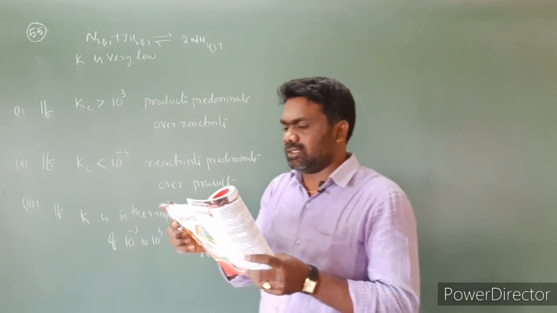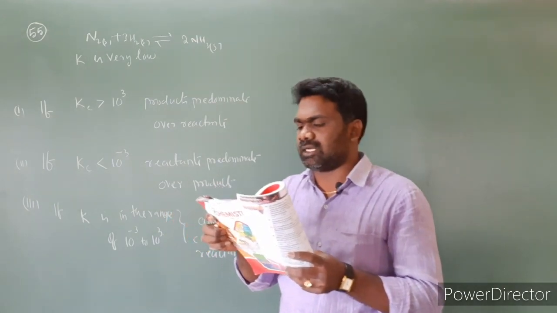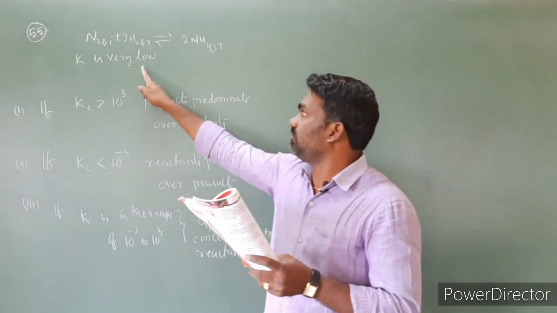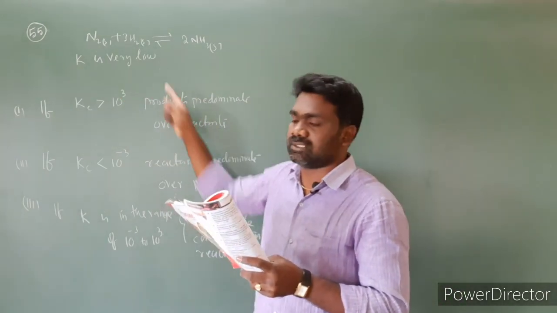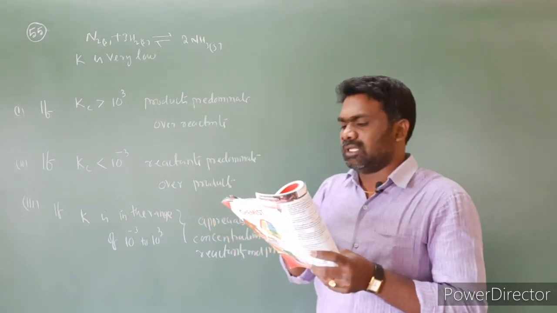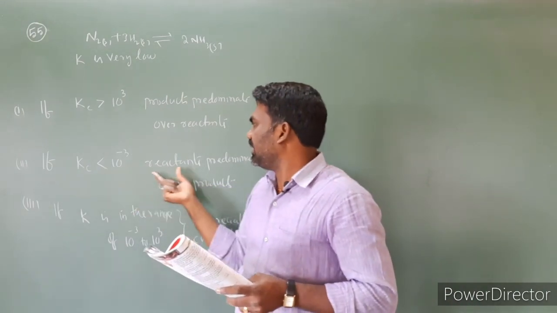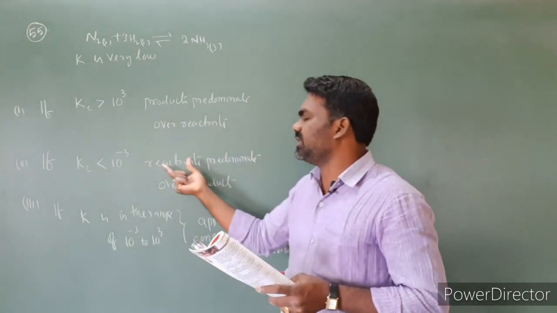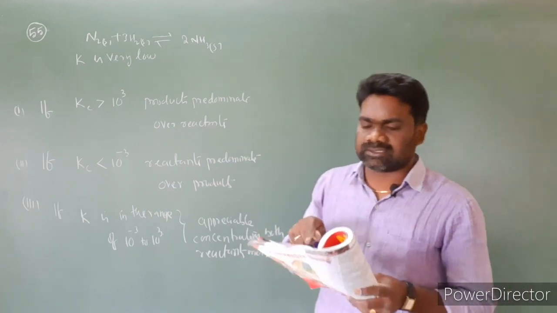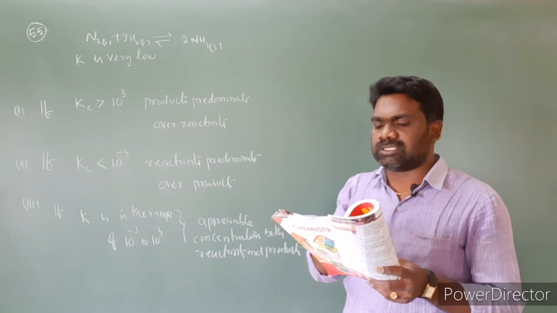So look at the options here. First option, H2 is very high but not N2. It is incorrect. Second option, H2 is low. Kc is very low, in the sense H2 will also be high. It is a reactant. Third option, NH3 is very low. This is the correct option because Kc is very low. Reactants predominate over products. That means reactant concentration is more compared to the product concentration. Products is less concentration. Here the concentration of ammonia is very low. This is the correct option.